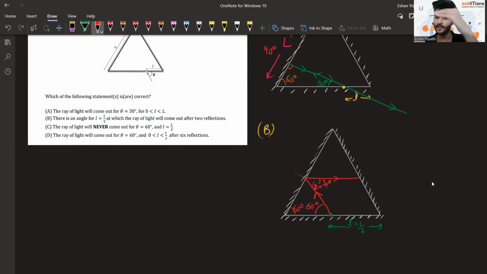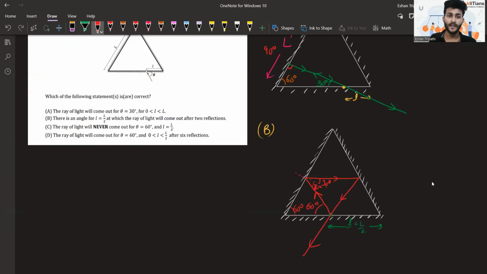Can we imagine it become horizontal? Just think about it. These are like corresponding angles. This is 60, this is 120. Sum of them is 180. That means these two lines are parallel, this and this. So again, symmetrically, it's going to hit over here and will reflect to pass through this again.